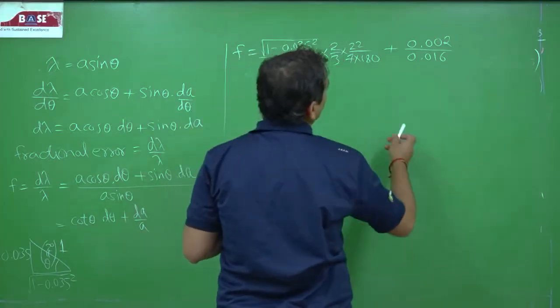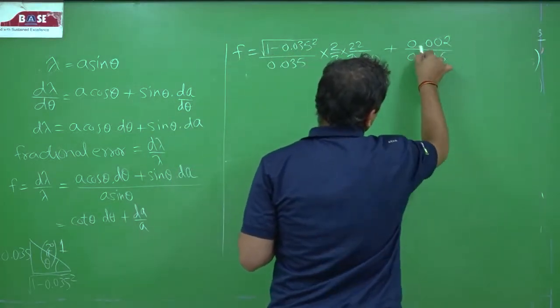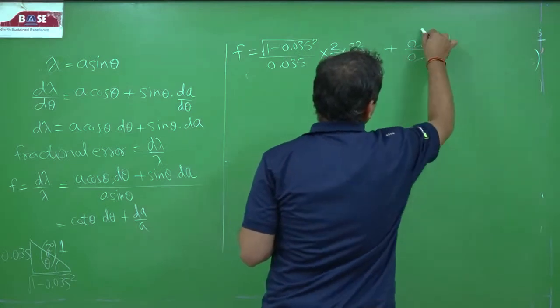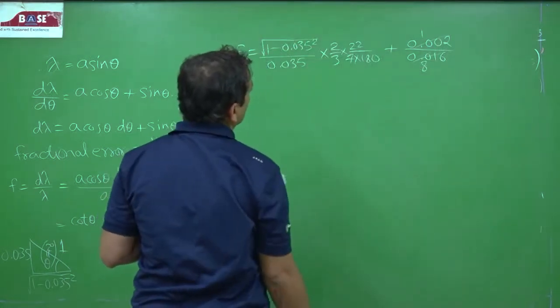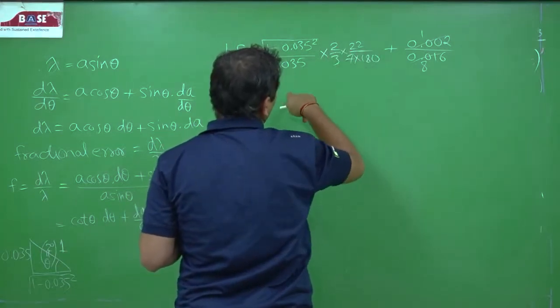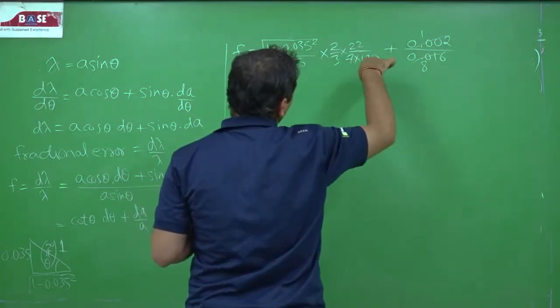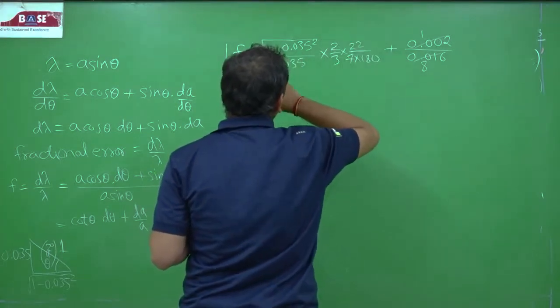Now when you calculate this, 0.002 is almost 2 divided by 16, so 1 by 8. So this is a 1:8 ratio. Well, when we do this calculation, 22 into 2 is 44. This is 35 by 1000. 1000 goes to the numerator, the number becomes much bigger, right? 1000 by 180, it still becomes some significant number.